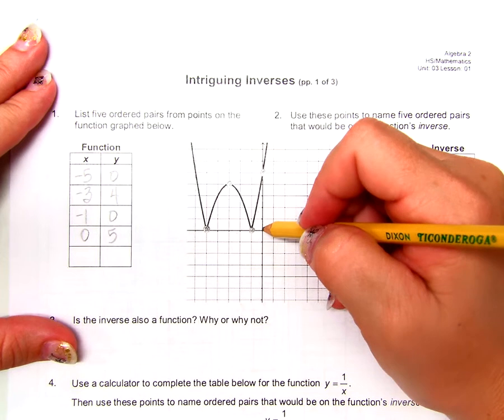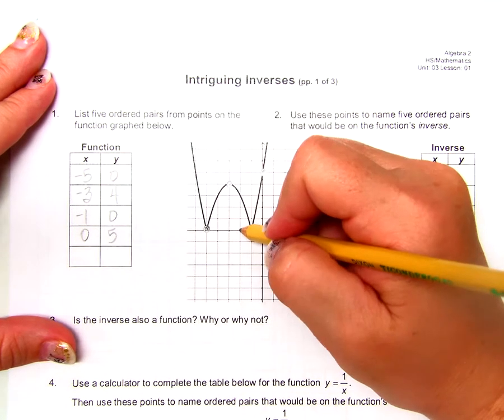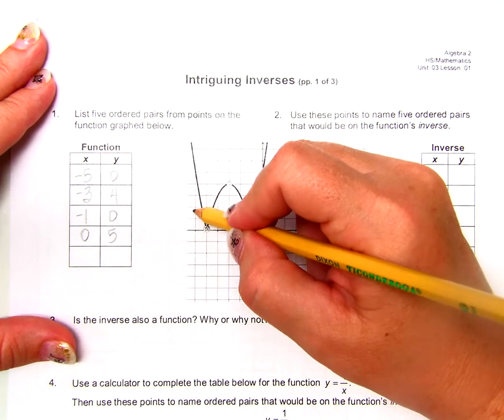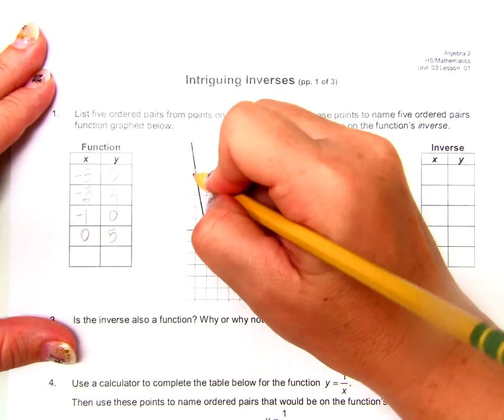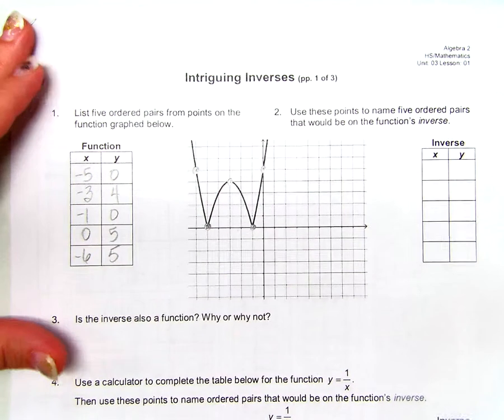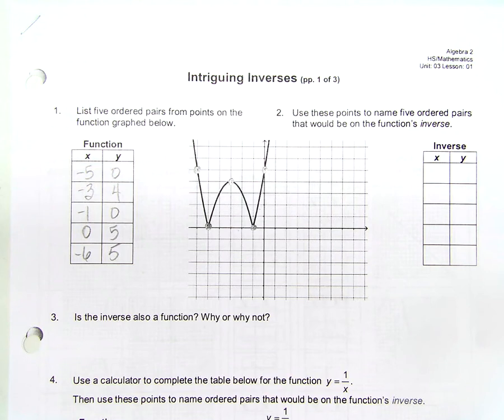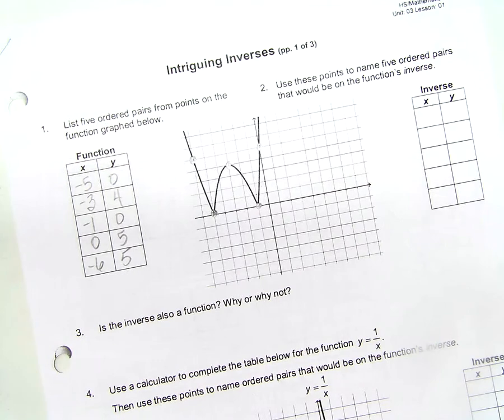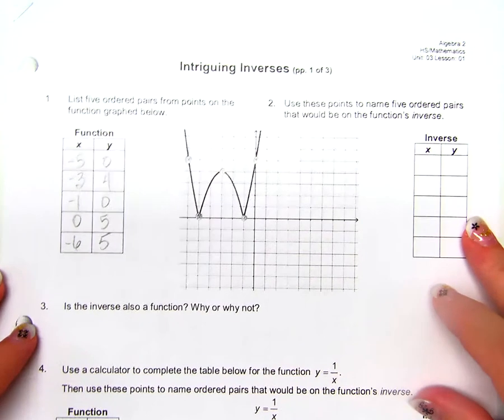And then what'd you say? Negative 6, 5. Very good. Okay. So now what? How do you find an inverse? Switch the x and y.